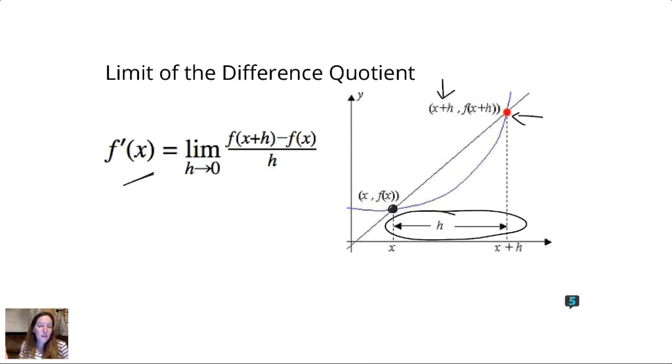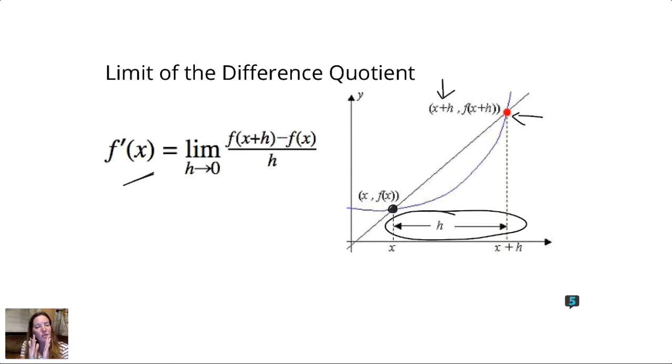My y values are going to follow, so I have f of x, and then f of x plus h. The idea is still the same. We start with a secant line, 2 points, and then we take that second point, x plus h, f of x plus h, and slowly bring it down towards x, f of x. We're going to move that red dot down, down, down until it's on top of the first one.